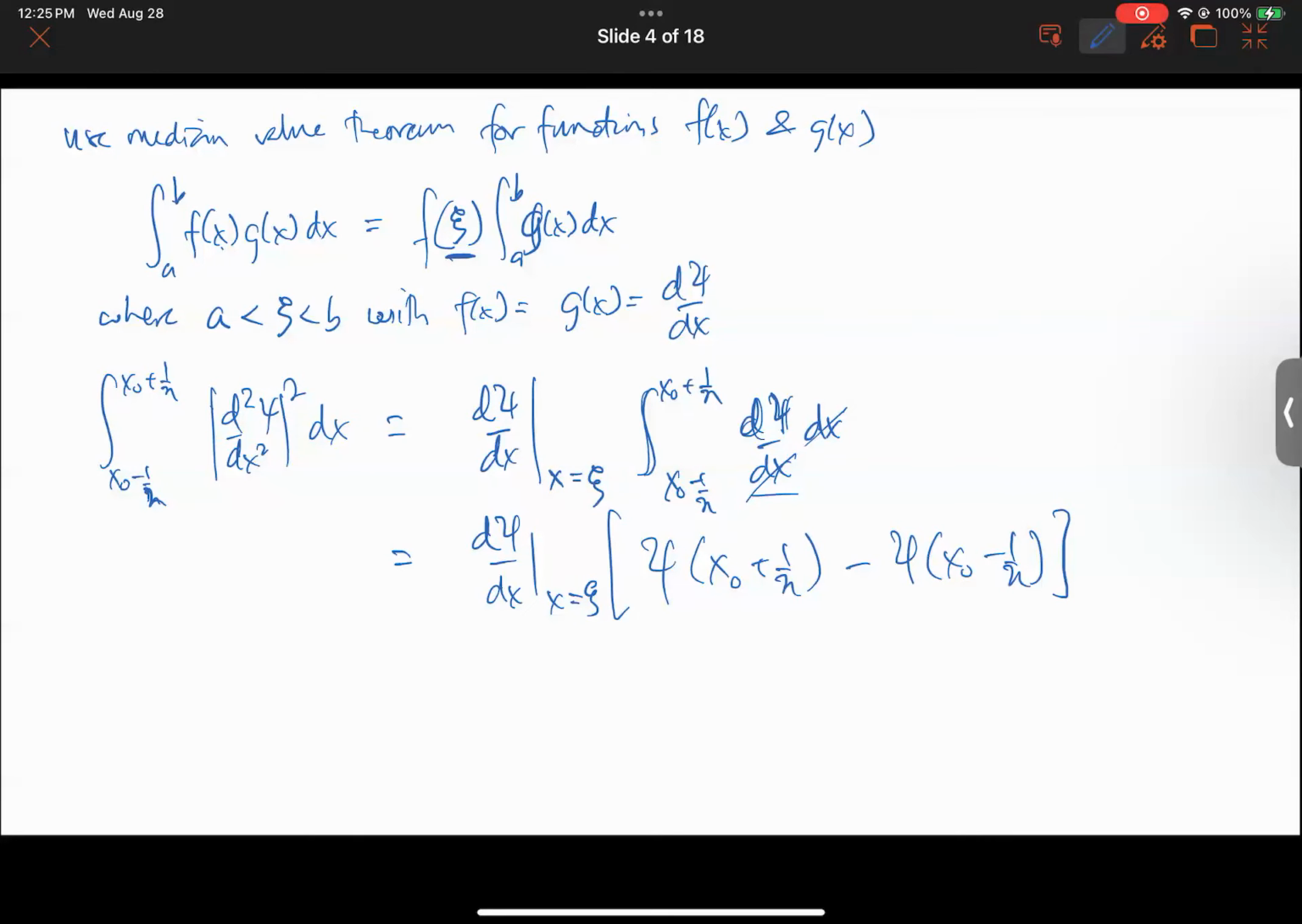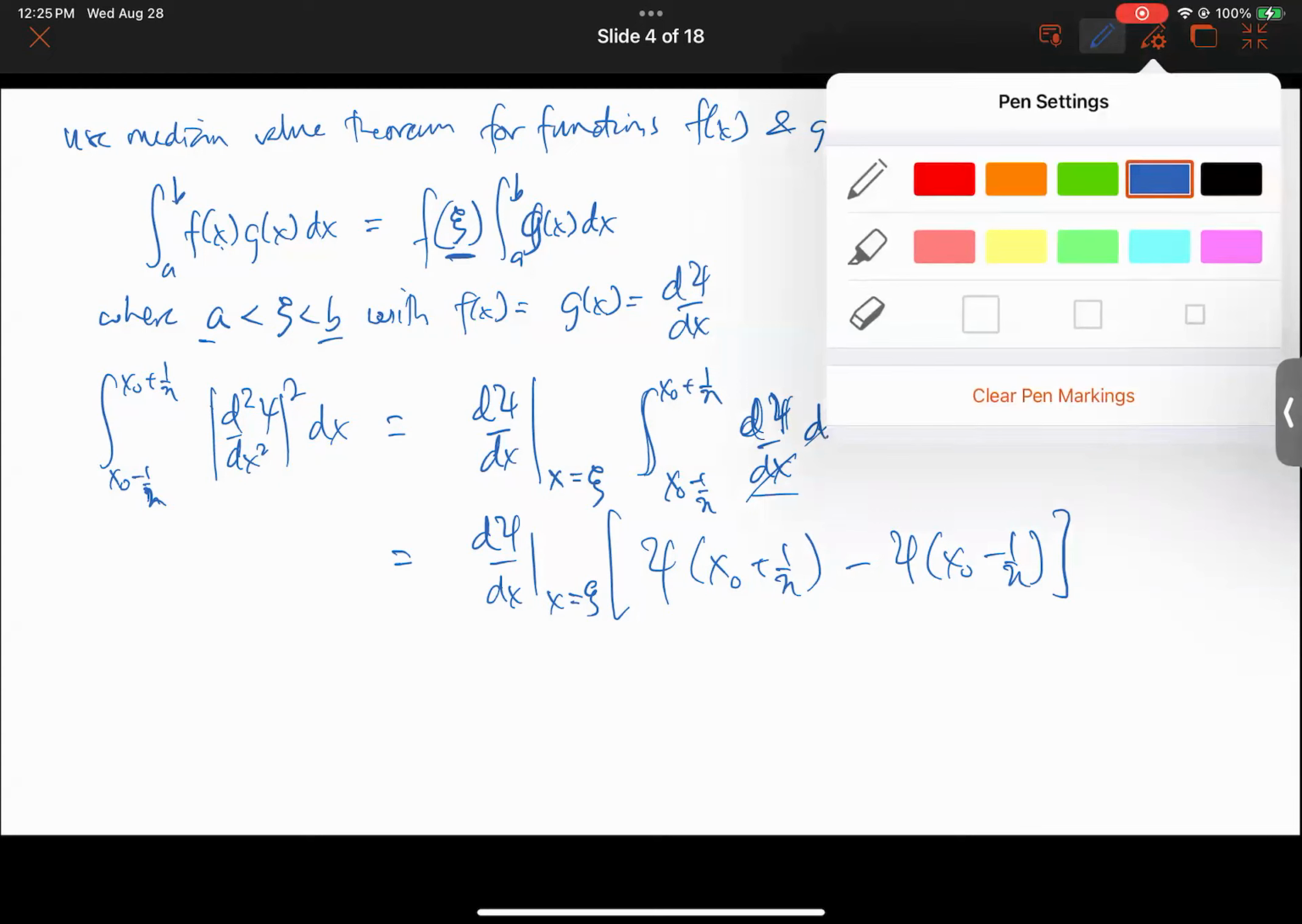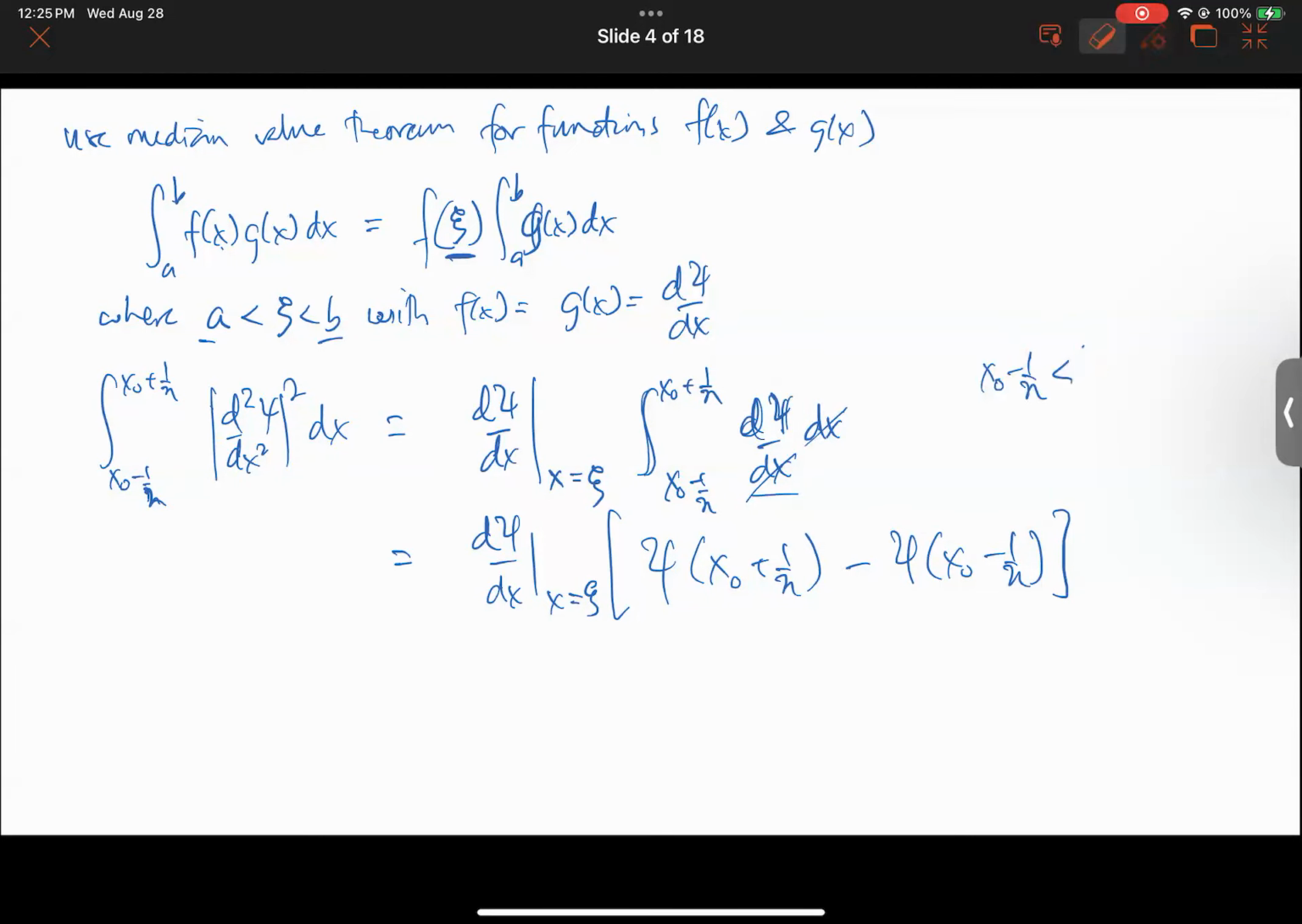And dapat this is satisfied. So dapat yung lower limit x naught minus 1 over eta, yung psi na dummy variable dito sa mean value theorem, it must be between yung lower tsaka upper limit ng limits of integration. Okay, so anong makukuha natin dito ngayon?